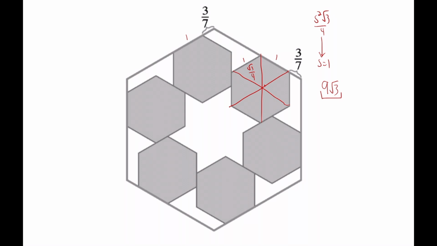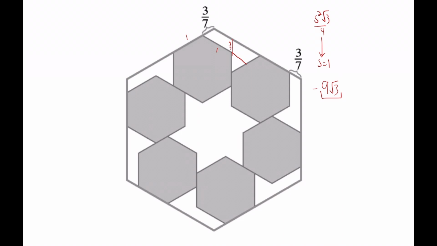Okay, now that we have this, let's go try to find the area of the big hexagon and then subtract 9 root 3. So to find the area of the big hexagon, we're going to try to find the side length. So we're going to add 2 lines to this diagram. First, I'm just going to clear this stuff. We're going to add that line and that line. So this is going to be 3/7 because it's an isosceles trapezoid, and that's going to be 1.